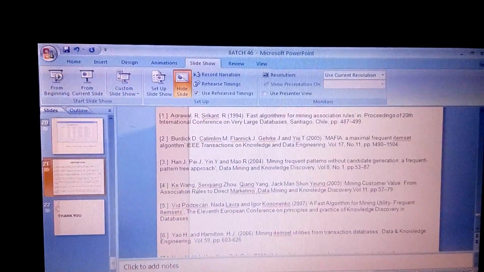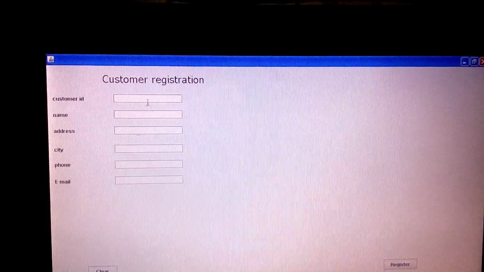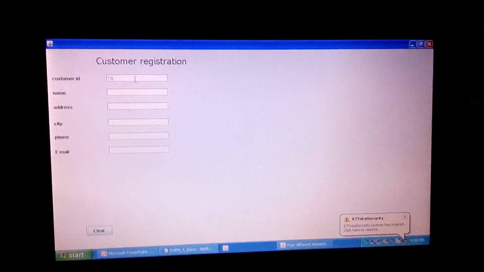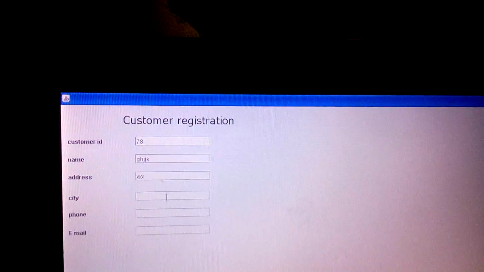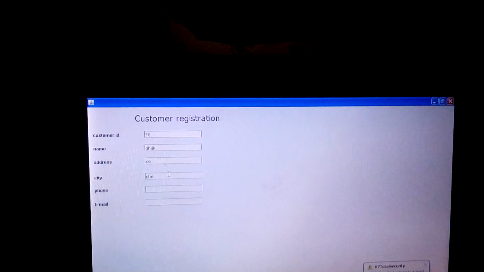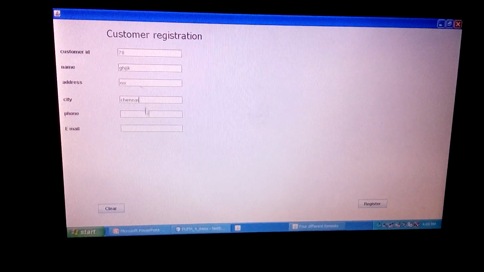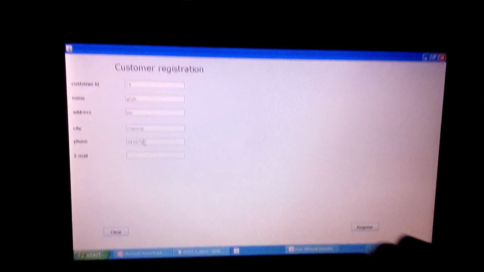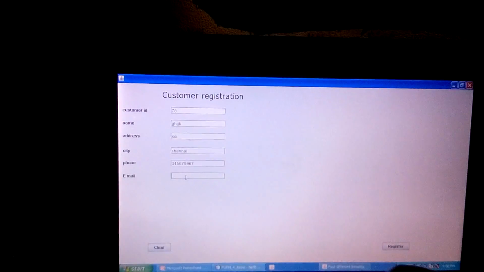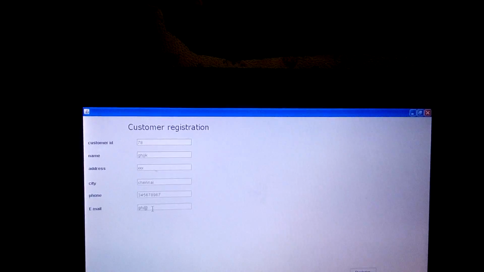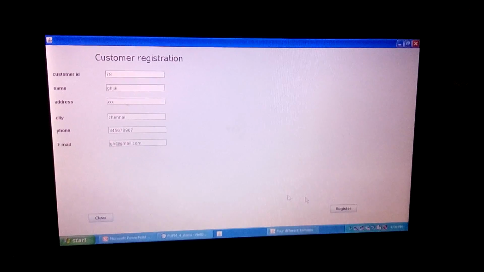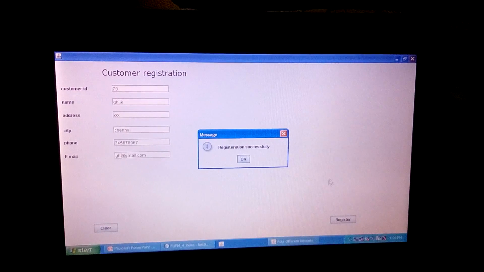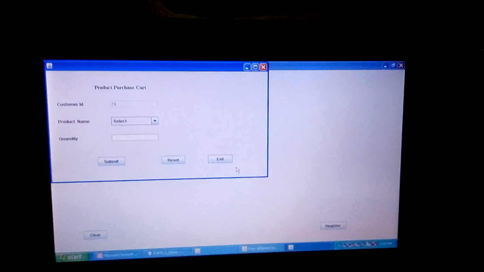Now let us see the execution of the project. Here is the customer registration. We have to register by giving any number, name as you like, and then address. After filling this registration form, we have to click register. Registration has been successfully done. Now we'll go to the product purchase.